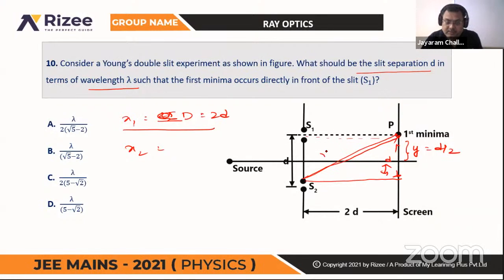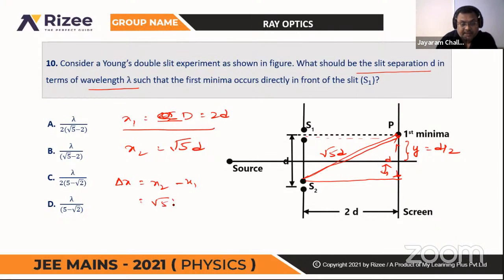D, and this is going to be root phi d. So x2 is root phi times d. Now what will be your path difference? Delta x is equal to x2 minus x1, which is root phi d minus 2d. So from this case, we need to find out what the small d is going to be.